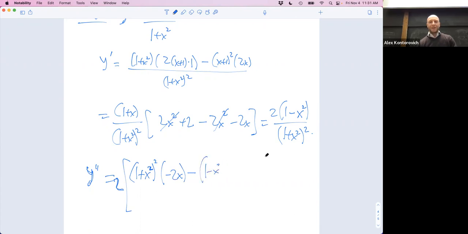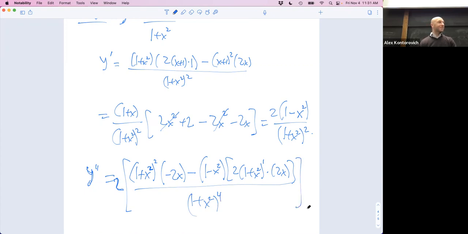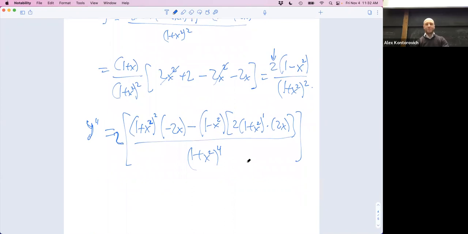minus top times the derivative of the bottom. Oh boy, 2 times (1 plus x squared) to the 1 times the derivative of what's inside, 2x, all over (1 plus x squared) to the 4th. Yeah, you said. So I took this initial 2 and I pulled it all the way out. So I'm just zooming in on this bit. So you're absolutely right. I just pulled it out.